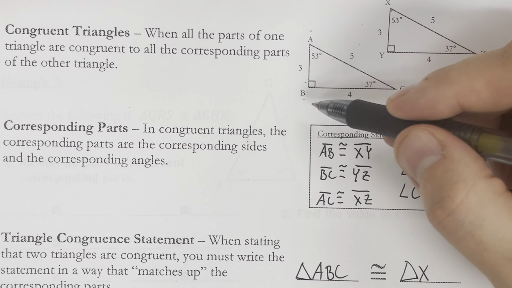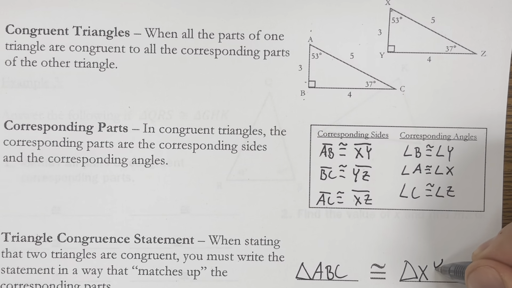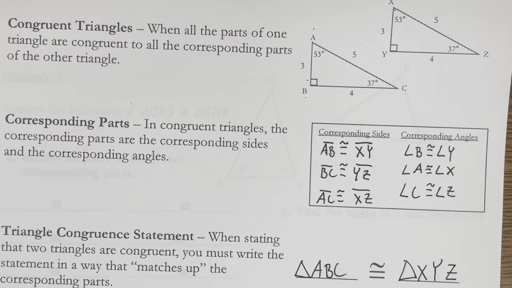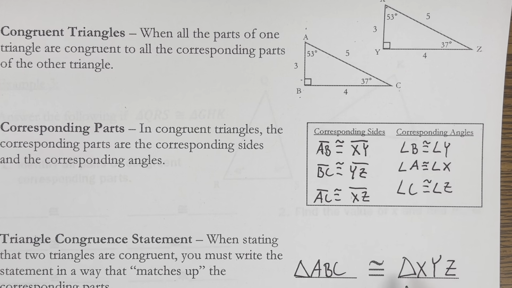And then I went to B. Angle B corresponds with Y, so Y needs to go second. And C corresponded with Z, so Z would have to go last. So all of the corresponding parts are located in the same position when I name this congruence statement.